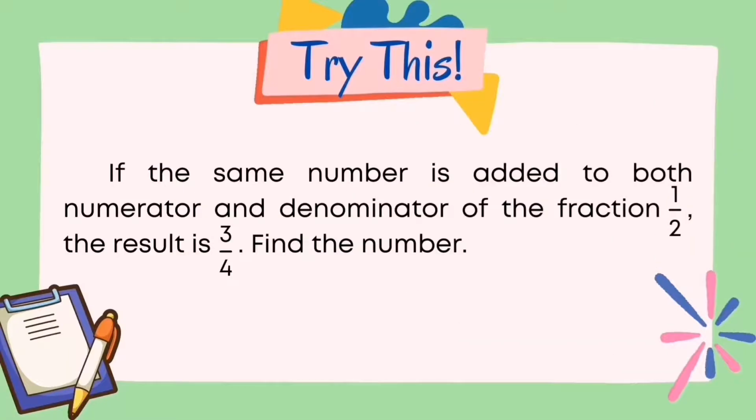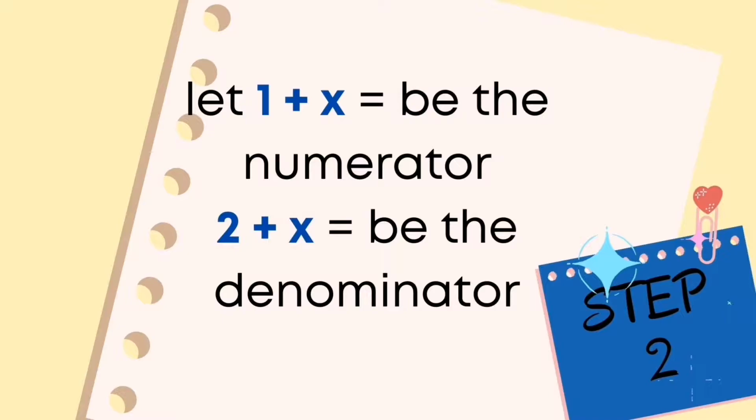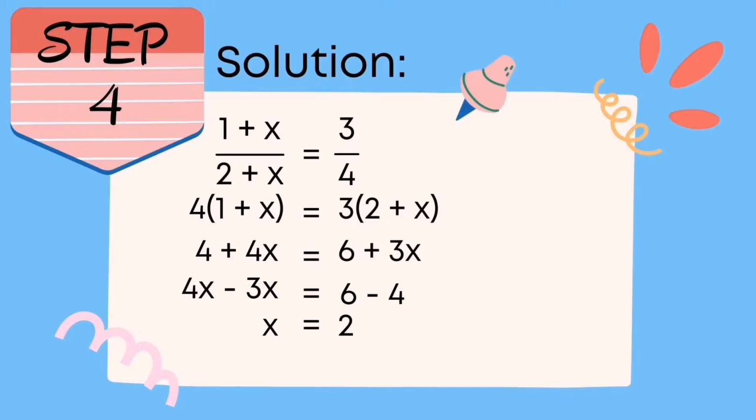At this point in time, let's try another example. If the same number is added to both numerator and denominator of the fraction 1/2, the result is 3/4. Find the number. So I already presented here the following steps for you to be guided on how to solve the given problem. In here, the equation that was generated is (1 plus x) over (2 plus x) is equal to 3/4. And to solve for the equation, we just cross multiply since both the left side and the right side are fractions.